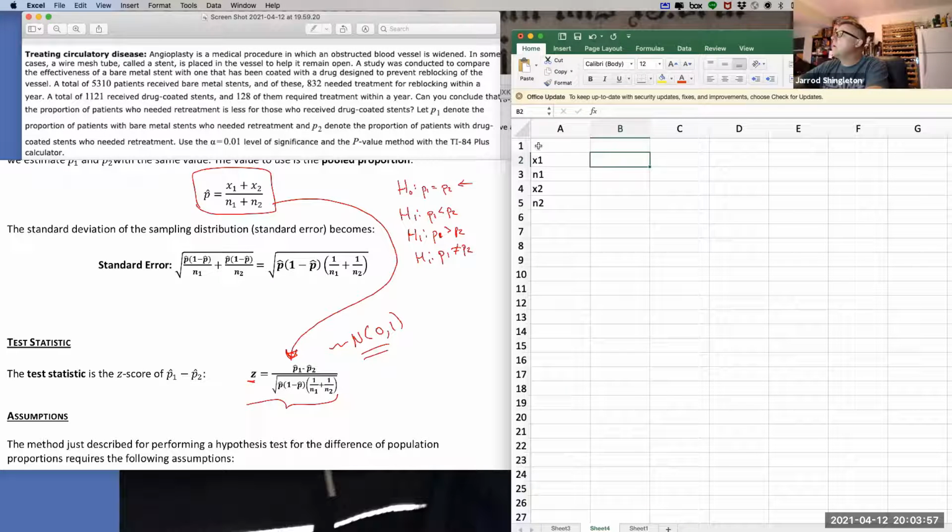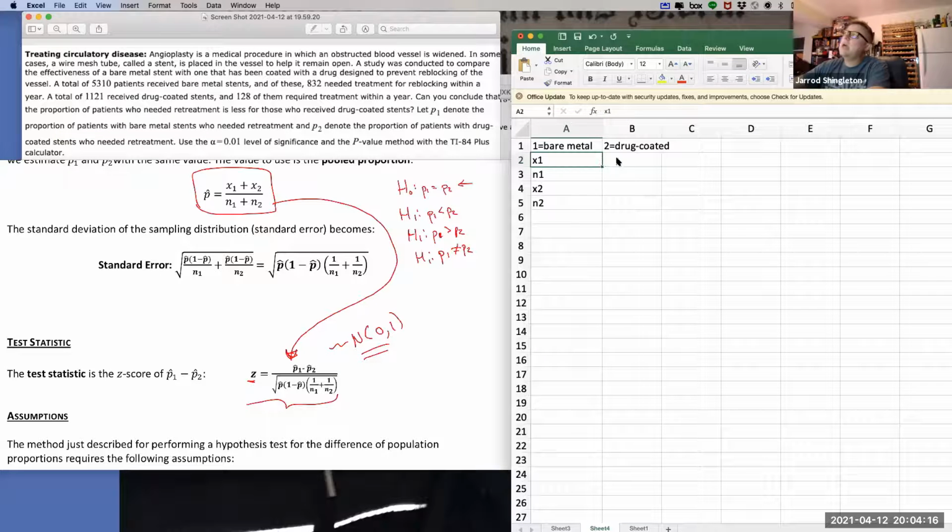I'm also, so I keep everything straight, 1 equals bare metal, and 2 equals drug coating. You could also write experimental, or drug coated. It's fine, whatever is best for your template. You choose how to create it. 832 is the number that did need that retreatment. 5310 is the number that didn't need it. 128 for the drug coated, 1121.